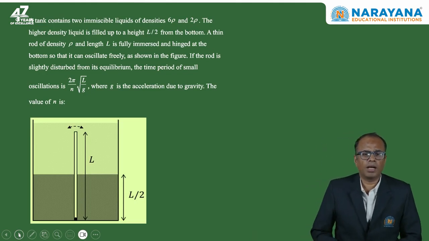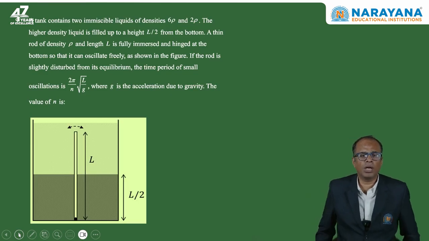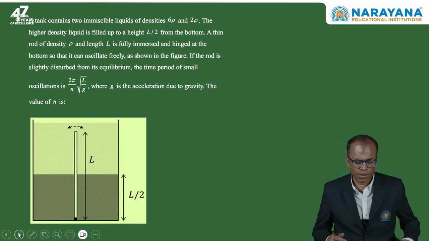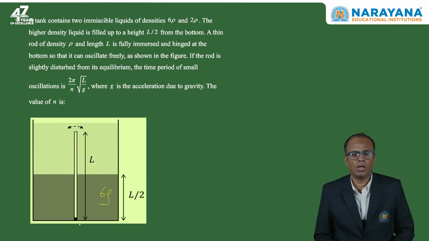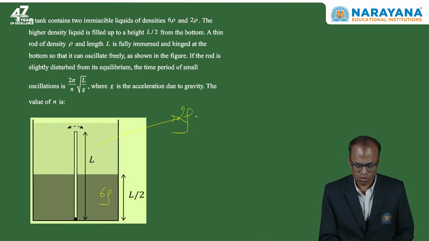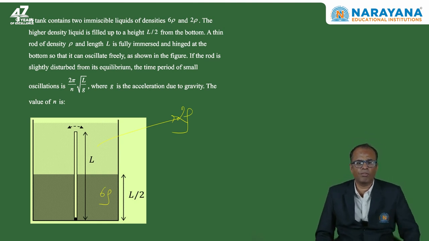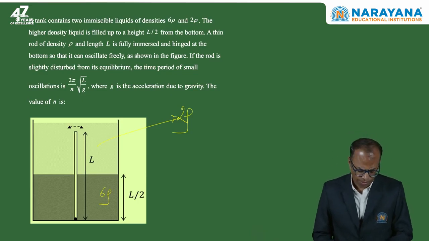Okay, we have a tank that contains two immiscible liquids, density 6 rho and 2 rho. The higher density liquid is filled up to height L by 2. So this one is 6 rho and this one is 2 rho. And the thin rod has a density rho and length L. It is fully immersed and hinged at the bottom so that it can oscillate freely. Now it is slightly disturbed. I need to find the time period.